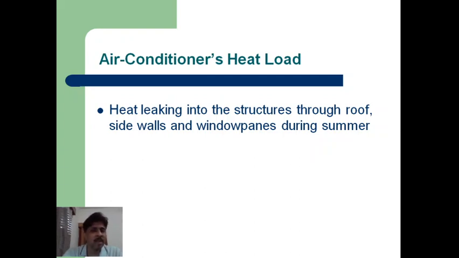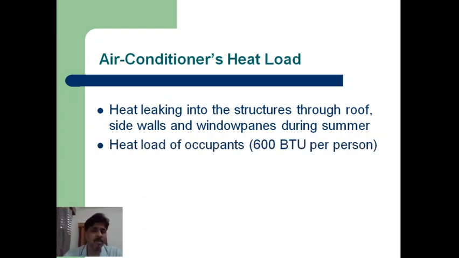Now where is the heat coming from? It may leak from the structure. We all know that in summers the solar radiation is very intense, so heat usually comes into the structure by conduction. It may come through window panes by radiation also. It may also come into the refrigerated space through convection, through infiltrated air, which we will see in a later point. So heat may leak in through the roof, side walls and window panes.